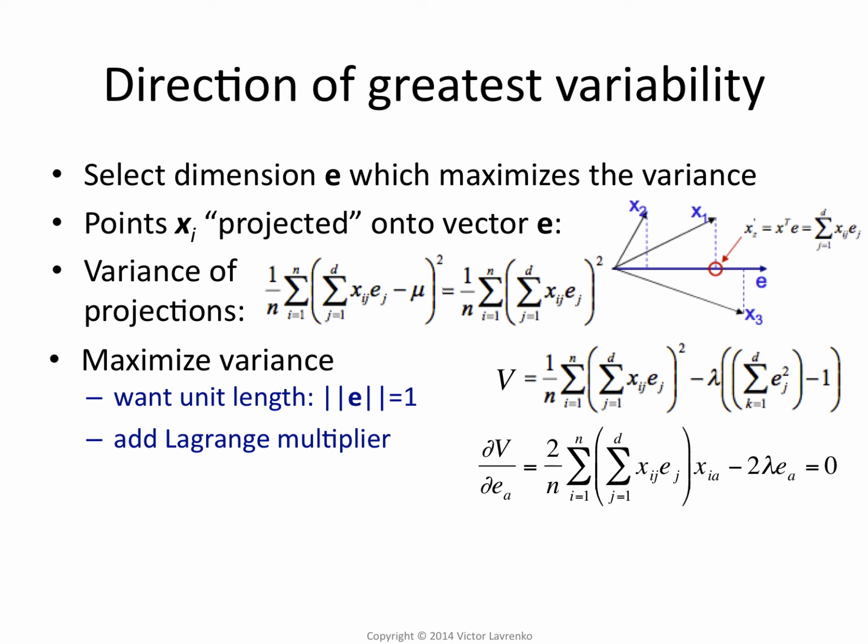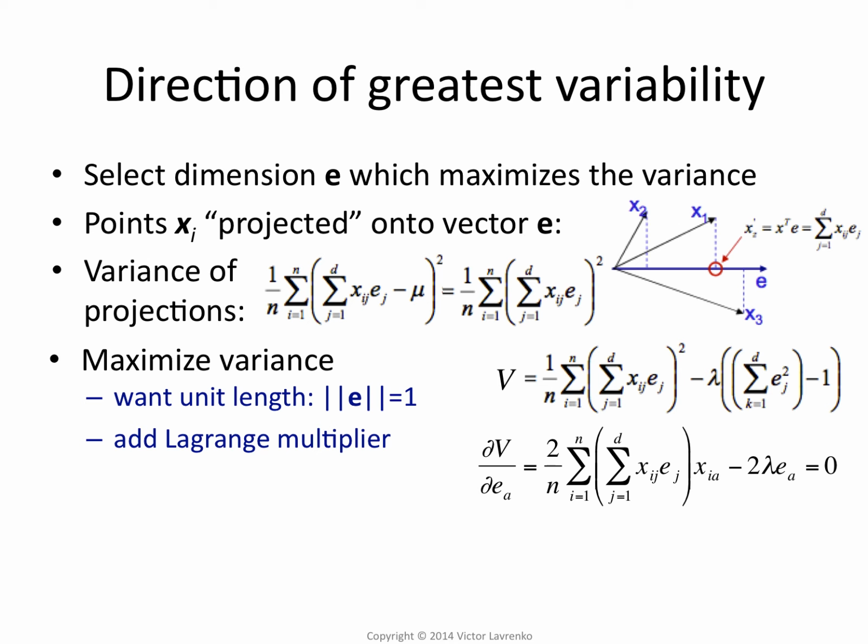So what is the derivative with respect to the A-th attribute? I have something squared here, so 2 comes out, it becomes 1. I still have the same summation in the parentheses, and then once I differentiate inside the sum, I'm differentiating with respect to EA, so one of these EJs is going to be EA, and the corresponding XIJ, which is really XIA, is going to come out. That's the derivative of the first part, and the derivative of the second part is even simpler.